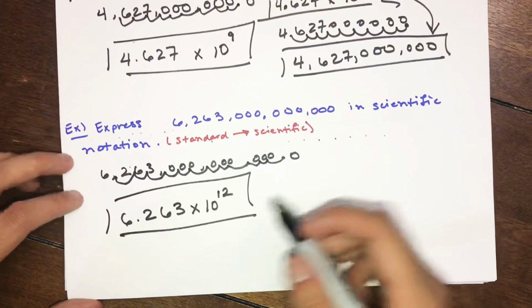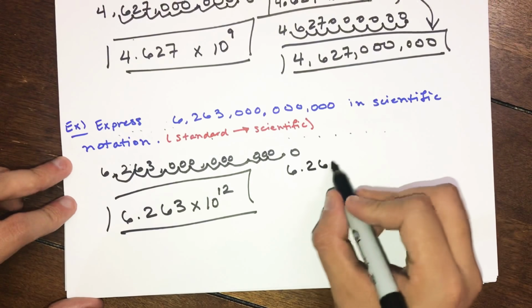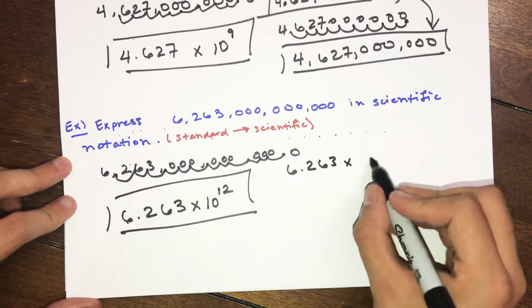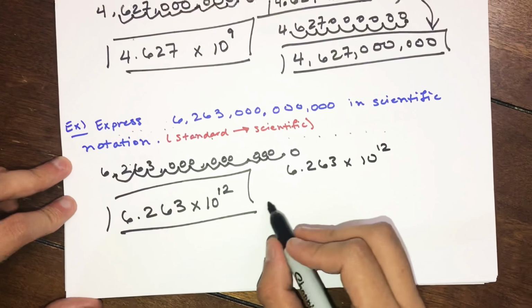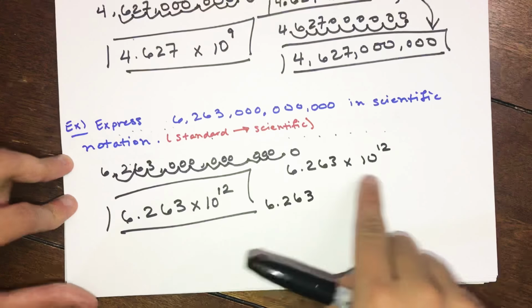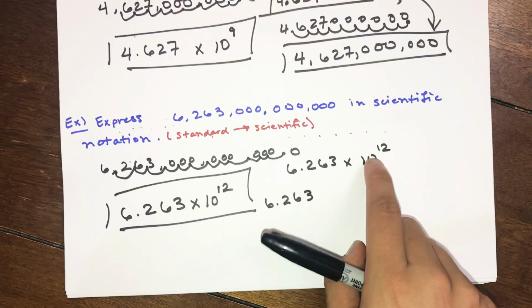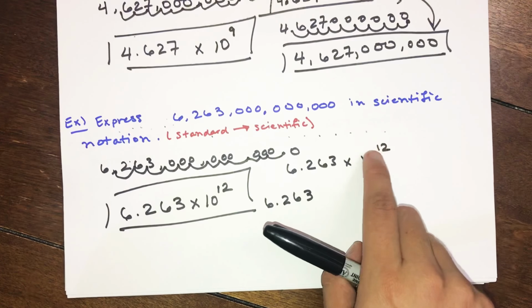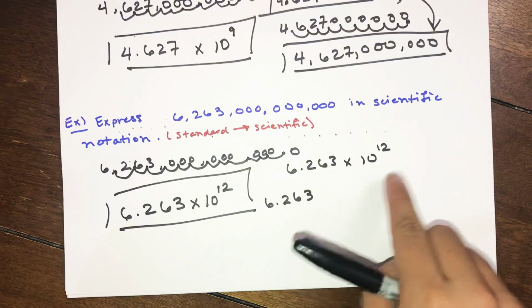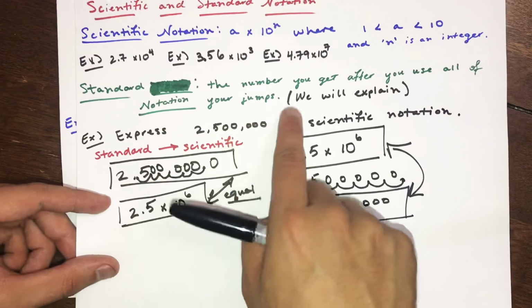Okay, so if we were to expand this back out again, so we start with 6.263 times 10 to the 12th. Okay, so you go ahead and put that down. And if we wanted to go to standard form, all you have to do is use all the jumps. In this case, we're jumping to the right, because it's positive. We're going to get a really big number because it's positive. That's what I meant by you use all the jumps.